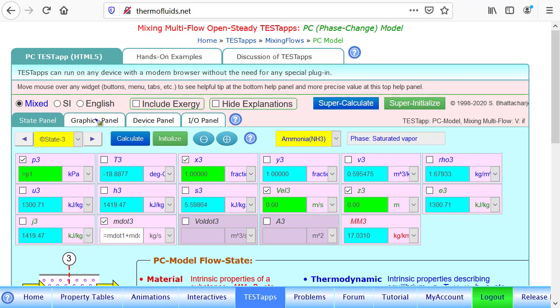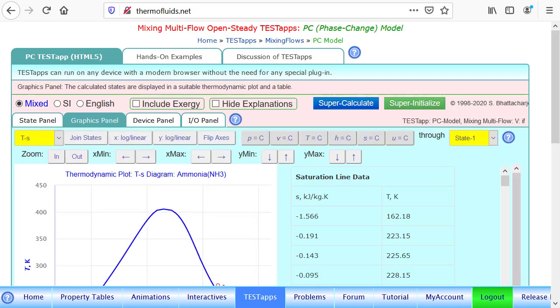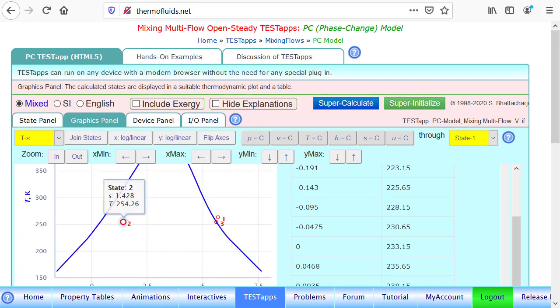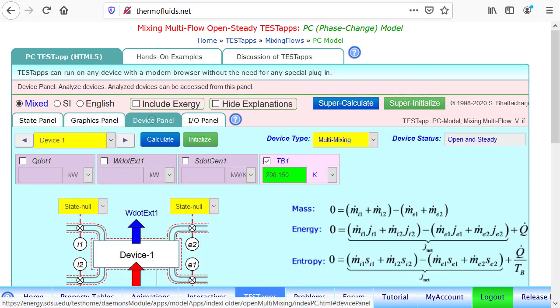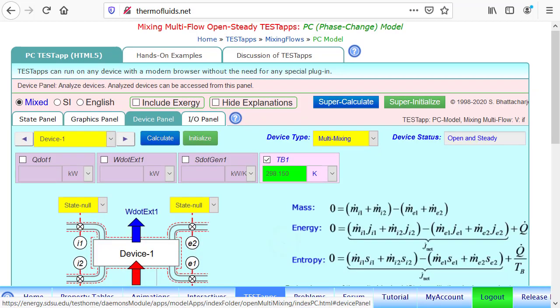By the way, it's always a good idea to go to the graphics panel to make sure the states look reasonably correct. Yes, states 1, 2, and 3 are all known thermodynamic properties, and as you can see, they're on a constant pressure line because pressure doesn't change. So 1, 2, 3 are all on one pressure line of 200 kPa. Okay, now let's go to the device panel and set it up.